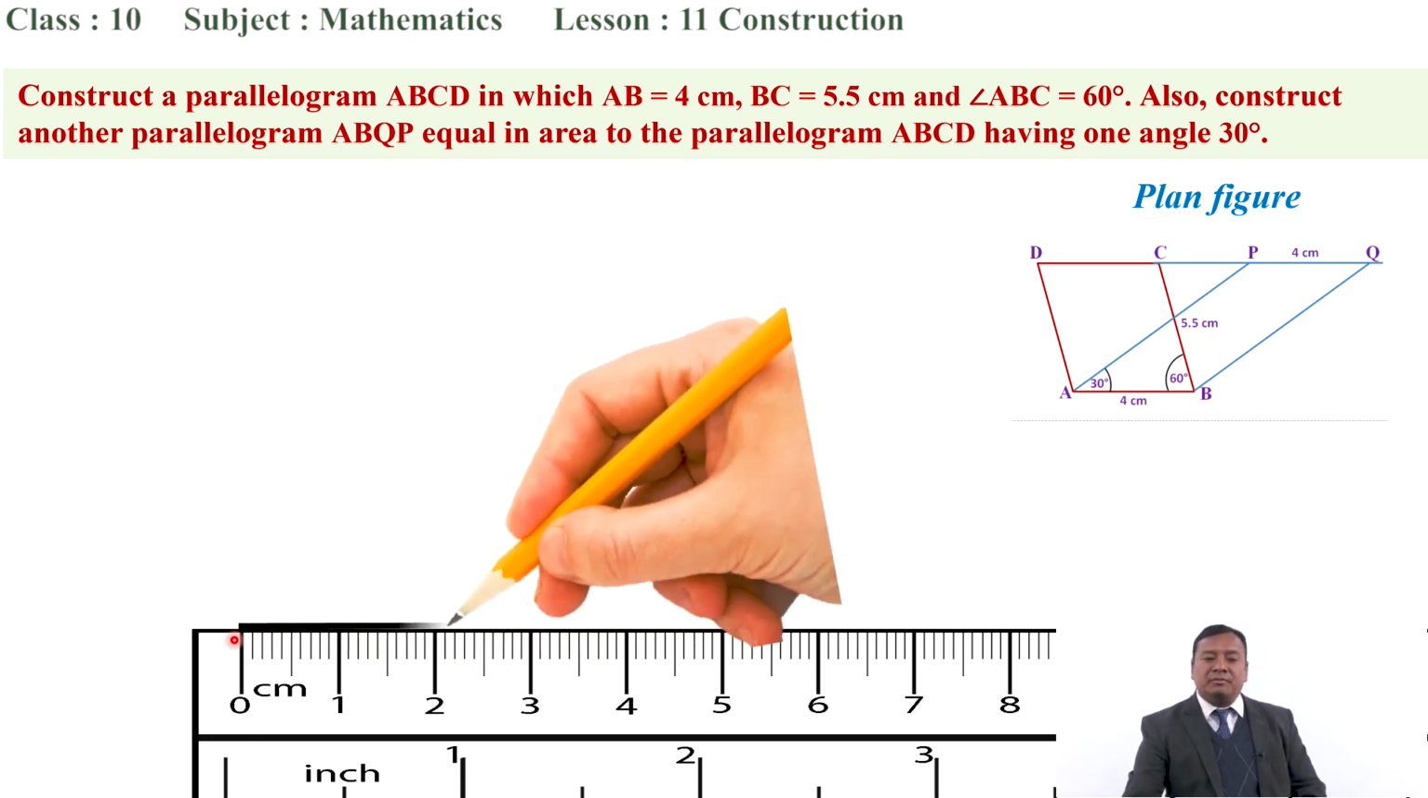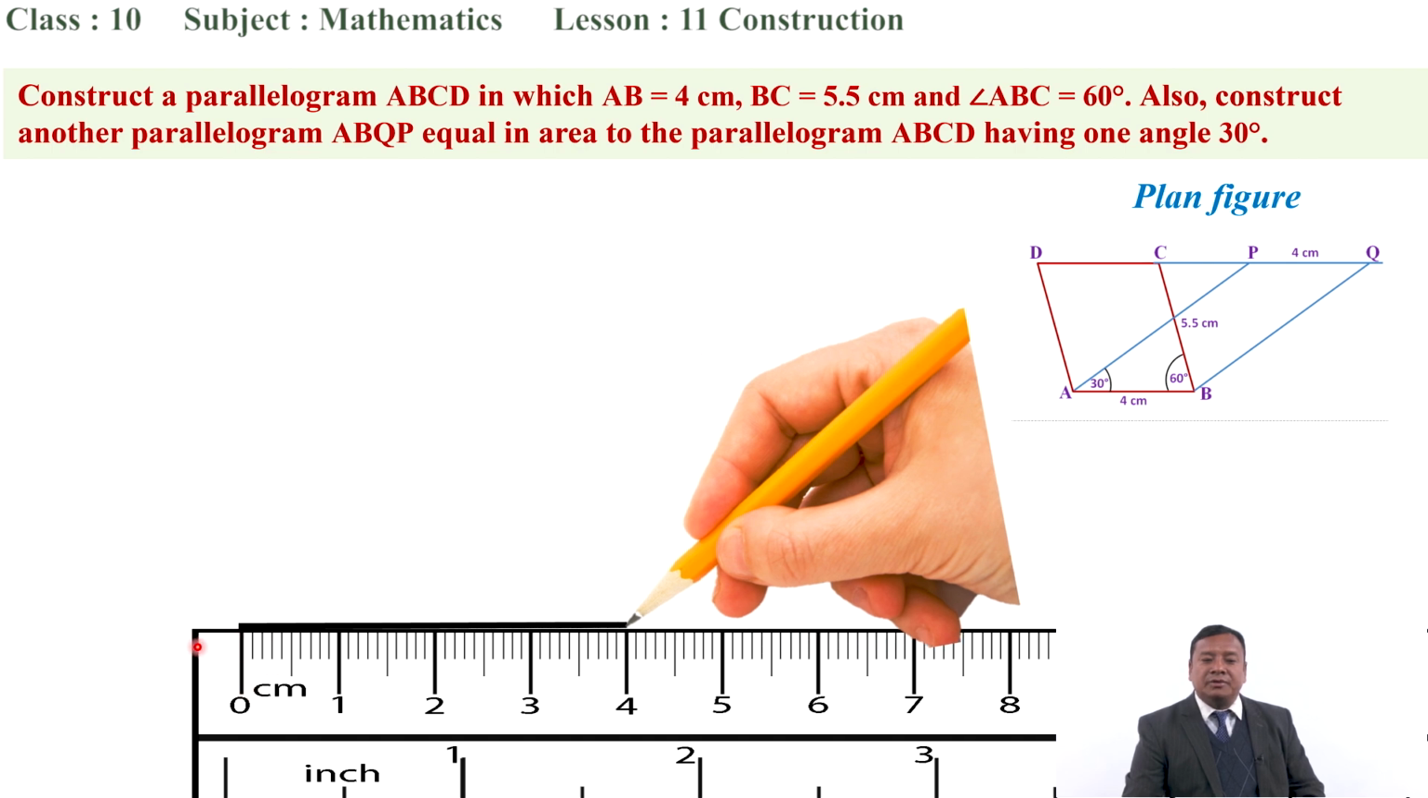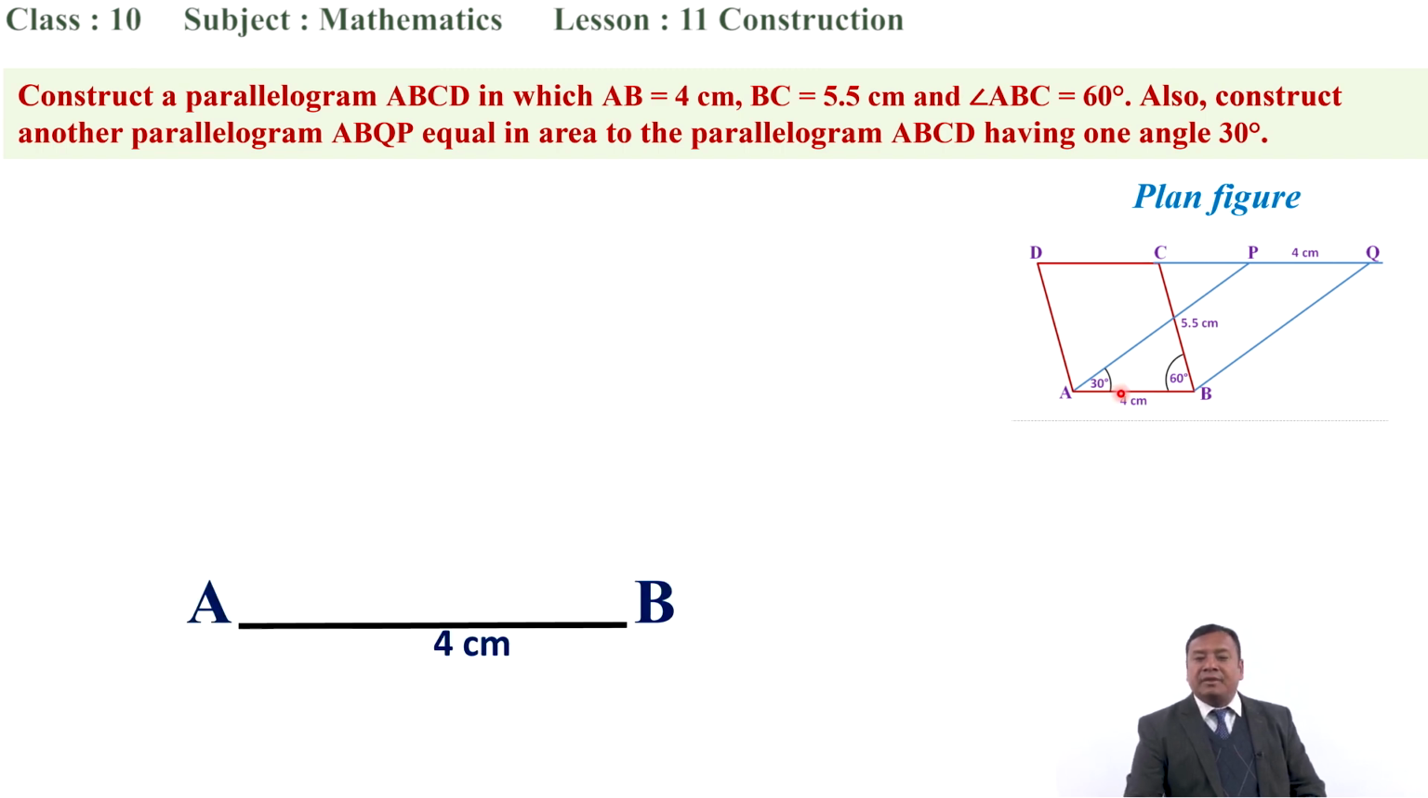Yes. So in the ruler, you can start from 0, not from this point. Now this measurement, 4 centimeter here. Yes. And you can name according to this plan figure AB, which is equal to 4 centimeter. Clear? Yes. In previous classes also we have already learned about this, right? Okay. And then here at the point B we have to make 60 degree angle.